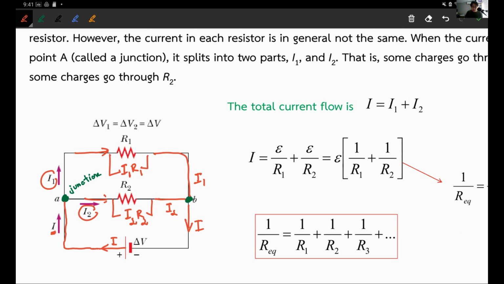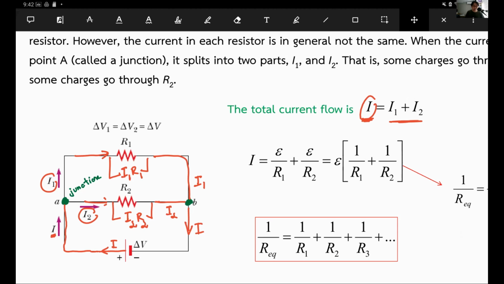However, look at this one. Because we just said the current flow total must be equal to the current for each path, the upper path and the lower path, I1 plus I2. So what can I say about I1 R1 and I2 R2? If you look at the bottom, how can you compare I1 R1 and I2 R2 with the potential from the battery? What do you think?